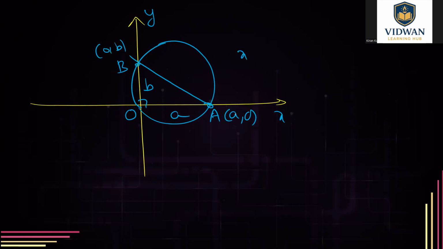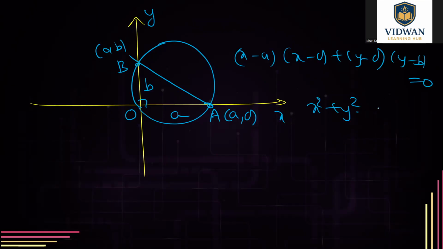x minus x1, which is A, into x minus x2, which is 0, plus y minus y1, that is y minus 0, into y minus y2, which is y minus B, equal to 0. This is how you write the circle. On expanding, it gives you x square plus y square minus ax minus by equal to 0. This is the circle.